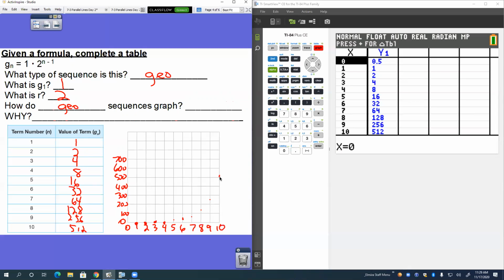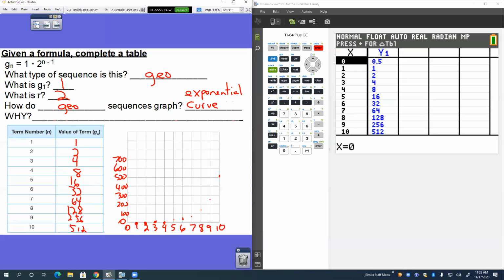So notice what's happening with our geometric sequence. Our geometric sequence is all of a sudden being curved, all right? Where arithmetic sequences graph in a straight line, a geometric sequence is curved. It is really an exponential curve, all right? Because it all of a sudden starts going up, up, up, up, up, up, up really, really quickly.